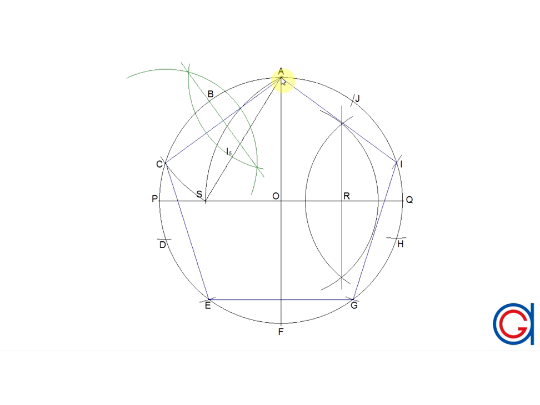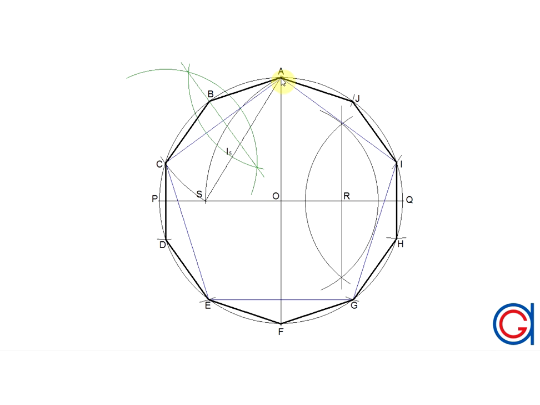And finally, the next step is to join our points A to B, B to C, C to D, D to E, E to F, F to G, G to H, H to L, L to J, and finally we will close our decagon joining points J to A.